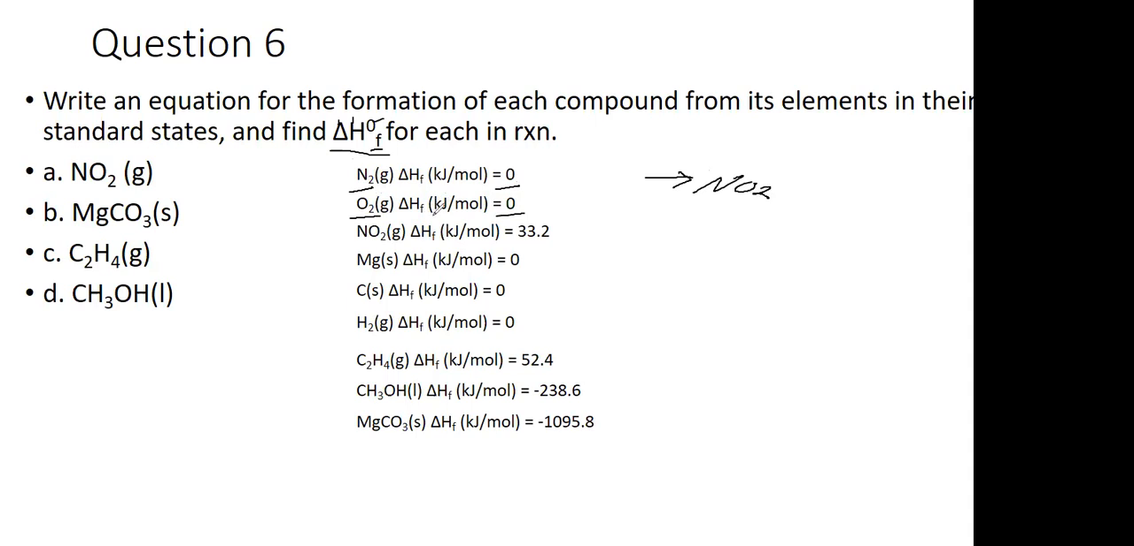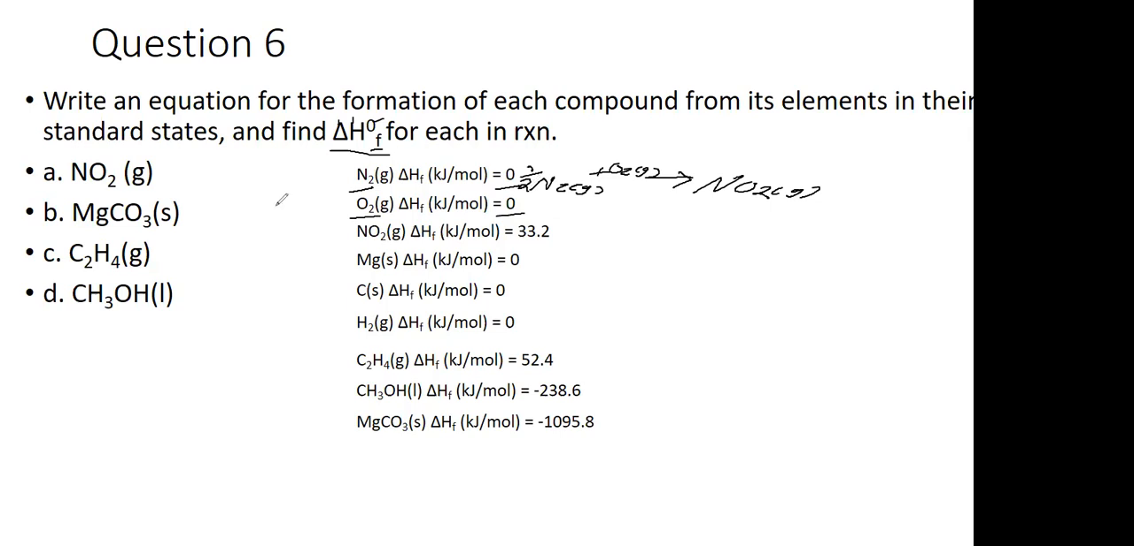NO2 is made from nitrogen and oxygen. So I'm looking at my table for nitrogen where delta H of formation is 0. That's N2 gas. And where oxygen is 0, that's O2 gas. So we have N2 gas plus O2 gas makes NO2. Now this needs to be balanced as well. You can see on the left we have 2 nitrogens, and on the right we have 1 nitrogen. So I need to put a 1/2.